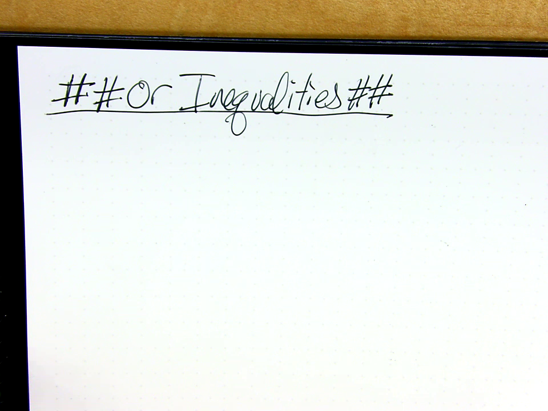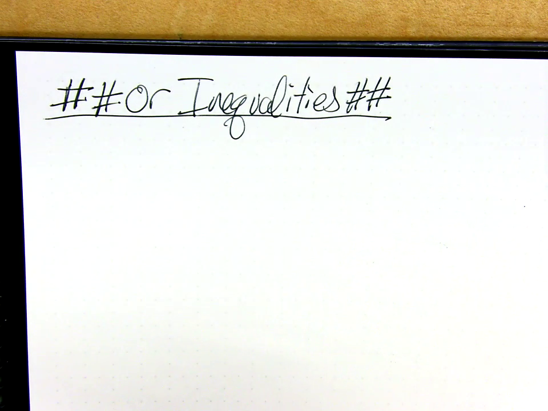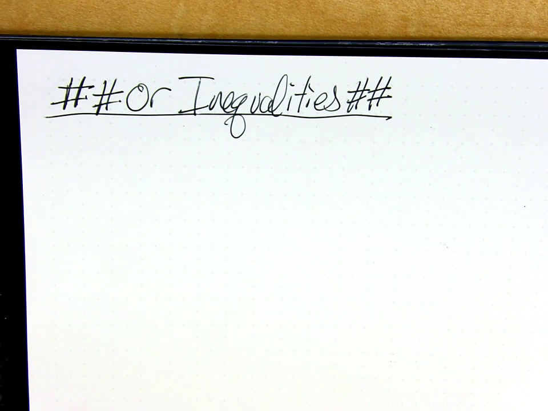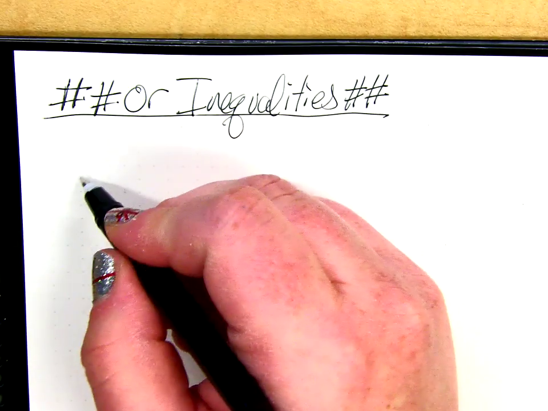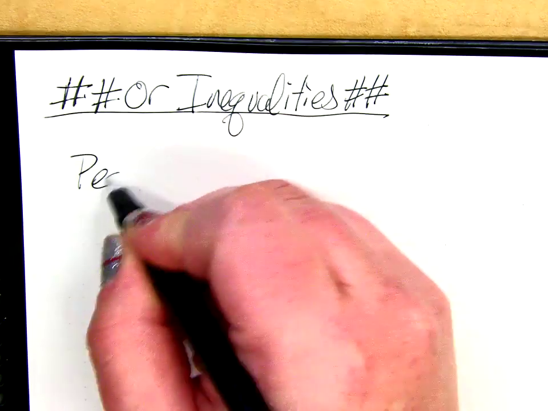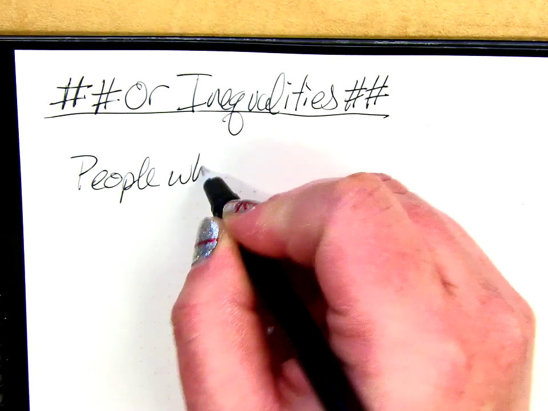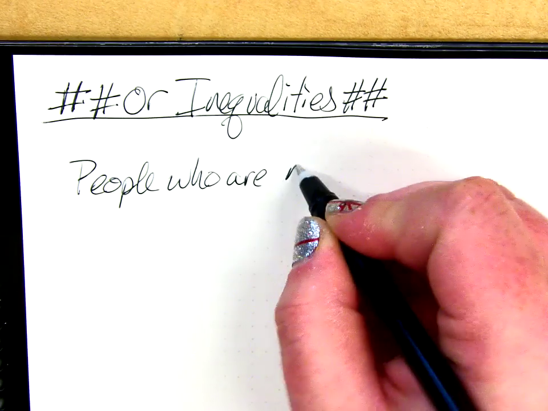They're actually a lot easier to solve than "and"s, in my opinion, because you don't have to worry about whether there are numbers that satisfy both, since you only have to satisfy one. So, for example, let's say everyone that's not a teenager. People who are not teenagers.